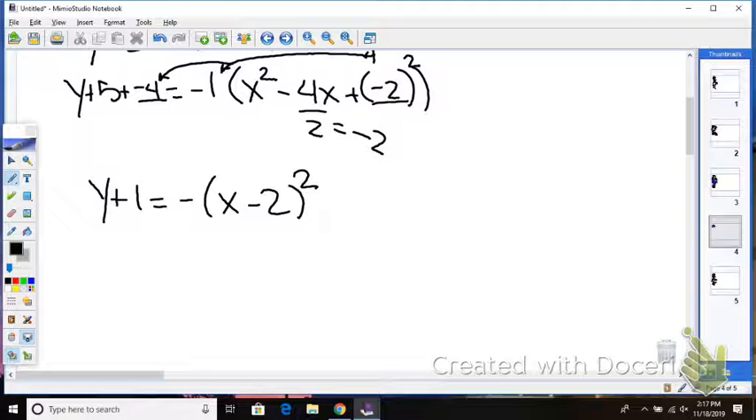So on the left-hand side, I have y plus 1. And then on the right-hand side, to factor, I have that negative sign out front, and then I have x minus 2 inside. And then what's my last step? Move the 1 over. So I've got y equals negative x minus 2 squared minus 1. I was asking if you could combine those two, but no. Yes.